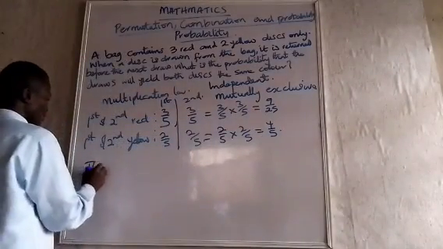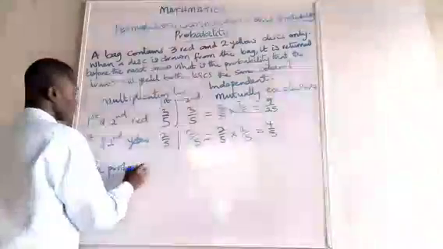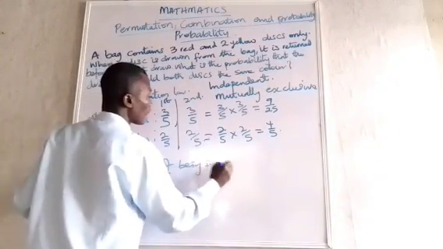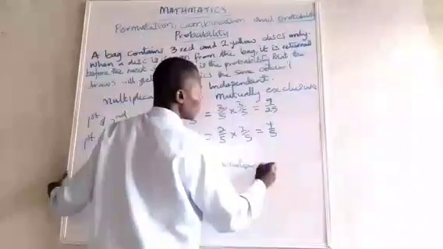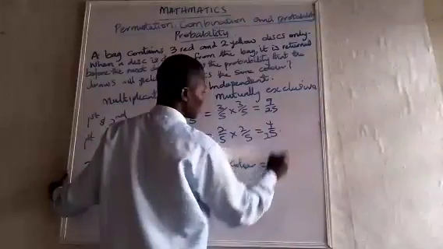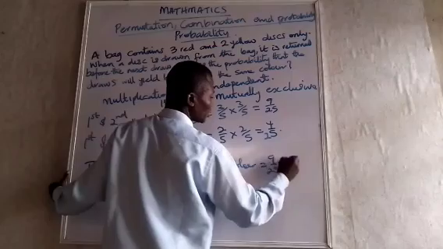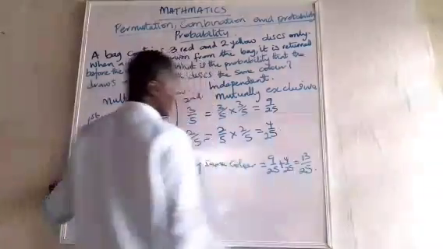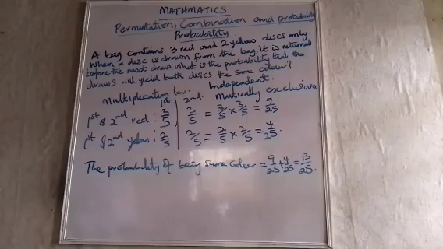So the probability of being the same color will be equal to 9 over 25 plus 4 over 25, and that is 13 over 25. See, so it makes the job very easy. Another way to look at it, I show now.